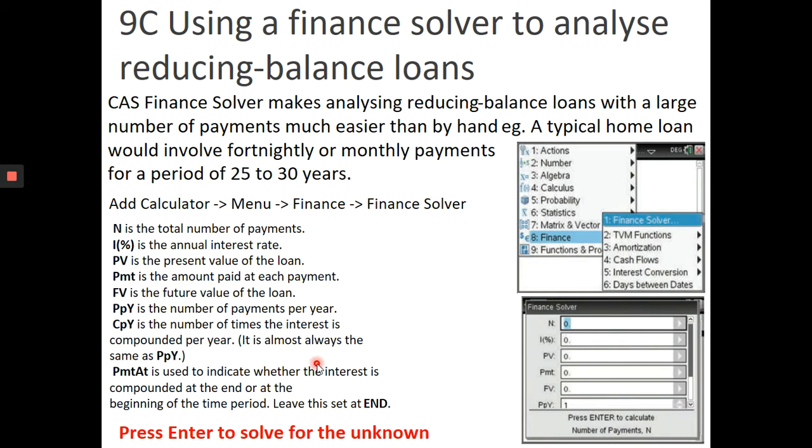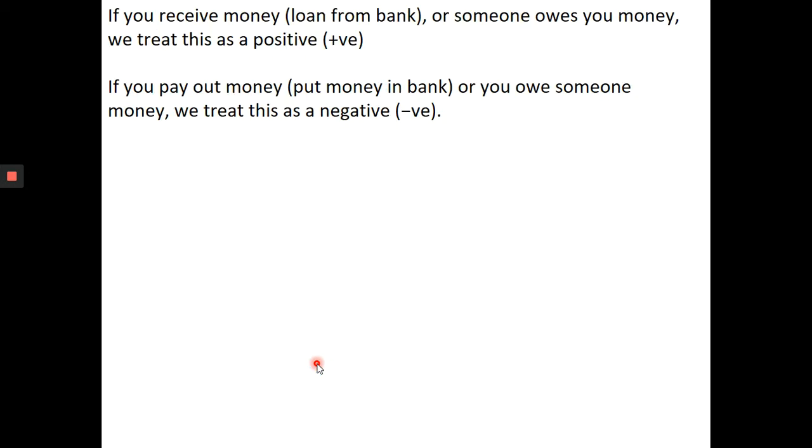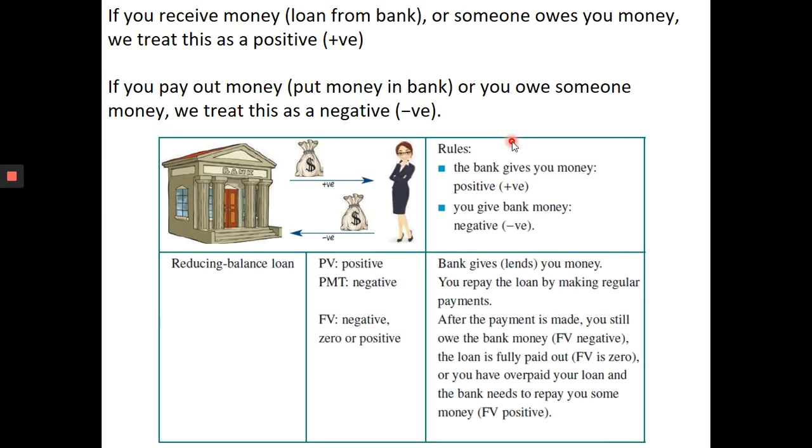And then you just press enter to solve for the unknown. So if you receive money from a bank, positive. If you put money back into the bank, negative. So that's why the payments that you make to the bank are negative numbers. So PV, positive, PMT, negative. The future value, often it's zero, but it can be negative or positive.